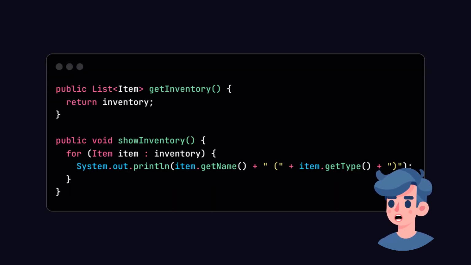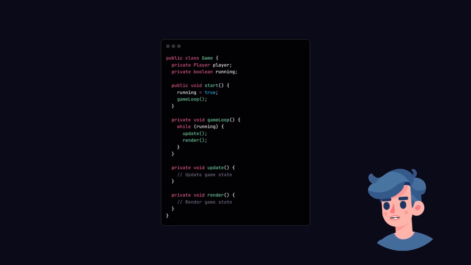Now, let's implement the inventory management functionality within the player class. We can add a method to list all items currently in the player's inventory. Next, we should design a basic game loop. The game loop will handle user input, update the game state, and render the game. Let's create a game class that contains our main loop.